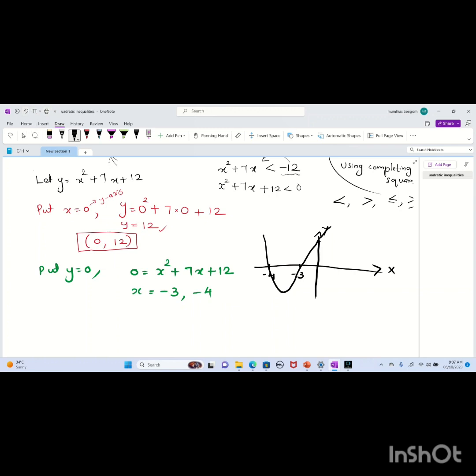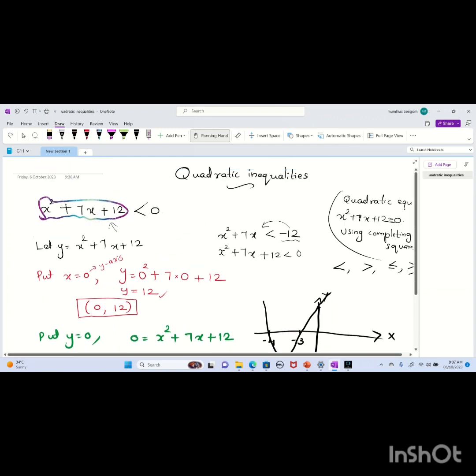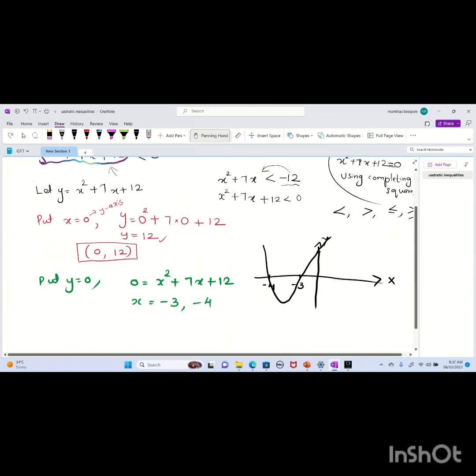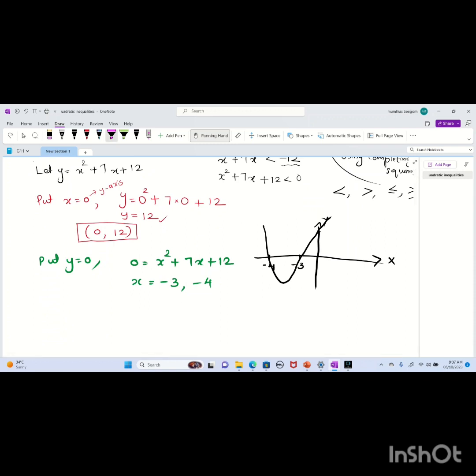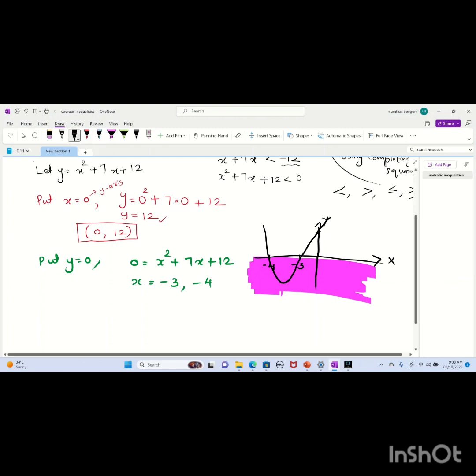And now the quadratic inequality says we have less than 0. So less than 0 means this graph has less than 0 in which side? Less than 0 means y value negative, okay. So y negative in this section. So this is the region y less than 0, or function less than 0. In this less than 0 part, which part of the curve is there? Only this part. See this.